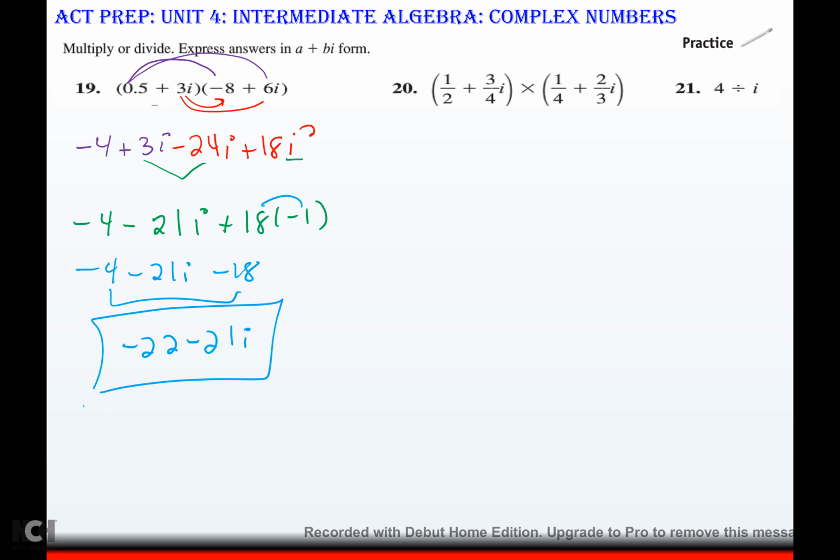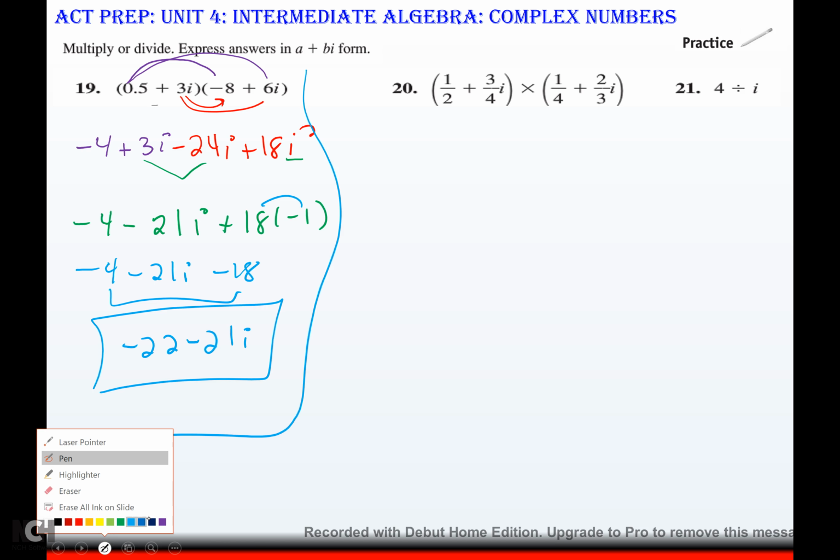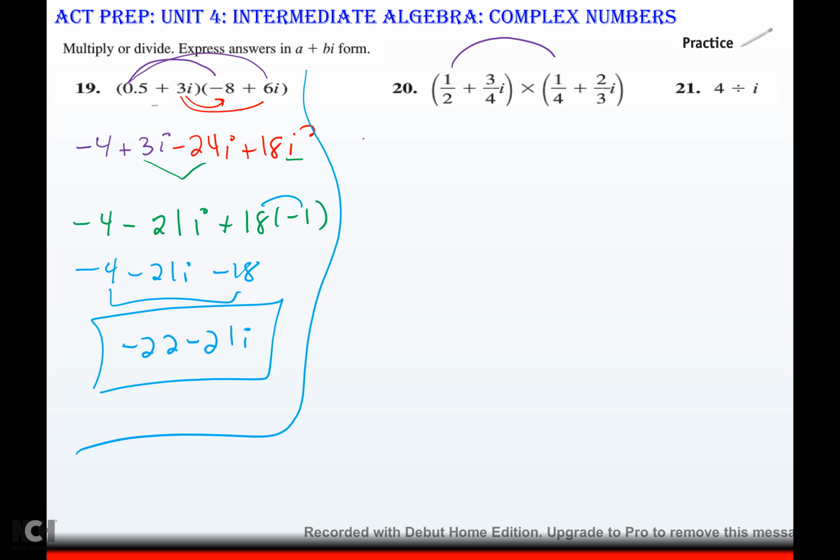Okay? On 20, I know you don't like fractions. They're not that bad. They're small. So we're going to distribute. I have 1/2 times 1/4 plus 1/2 times 2/3 i. Then we have positive 3/4 i times 1/4 and plus 3/4 i times 2/3 i. Multiplying is easy. It's just adding and subtracting fractions that are a pain.